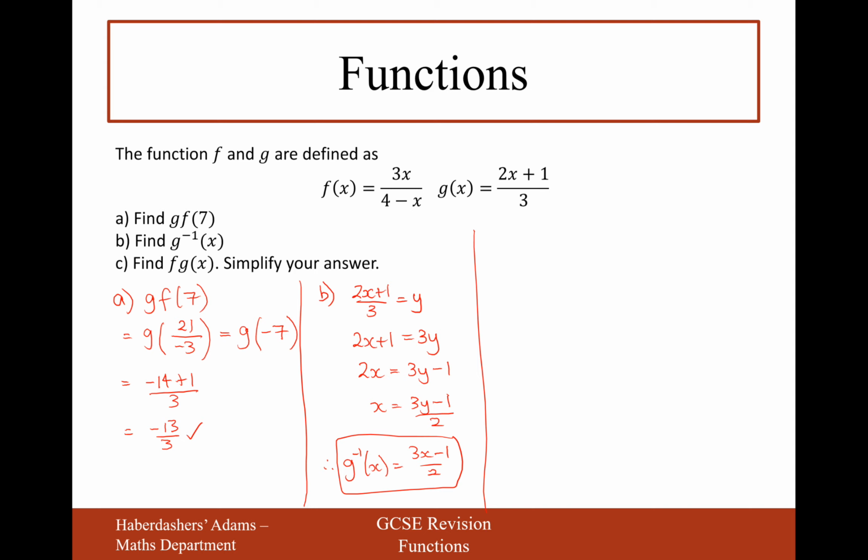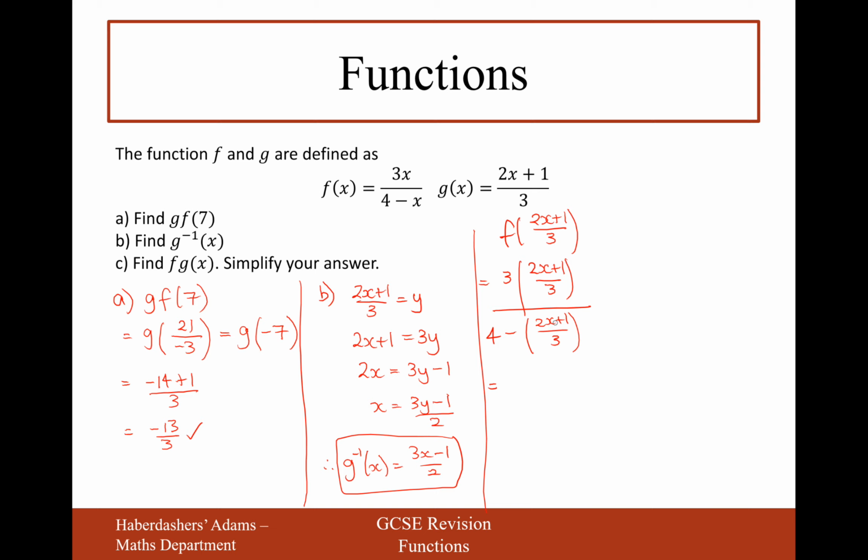And moving on to part C, fg of x, simplify your answer. So in this question here, we need to do the g function first. So it's going to be 2x plus 1 over 3. And then after that, we're going to put this value here into the f function. So it's going to be 3. It's going to be pretty messy. 2x plus 1 over 3 over 4 minus 2x plus 1 over 3.